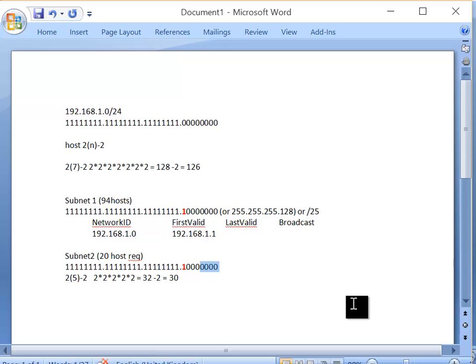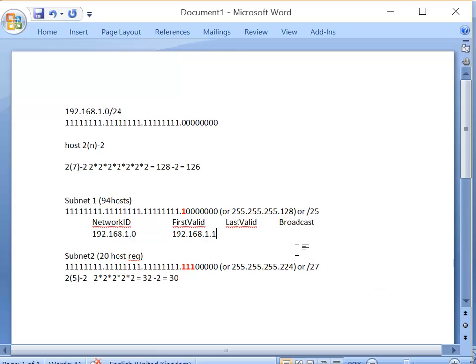1, 2, 3, 4, 5. So these 2 zeros will be changed into ones, like this. So this subnet mask is like saying 255.255.255.224. Or we can represent it with the prefix. The prefix is going to be 24 up to here, 25, 26, 27. So there's 27 ones there.